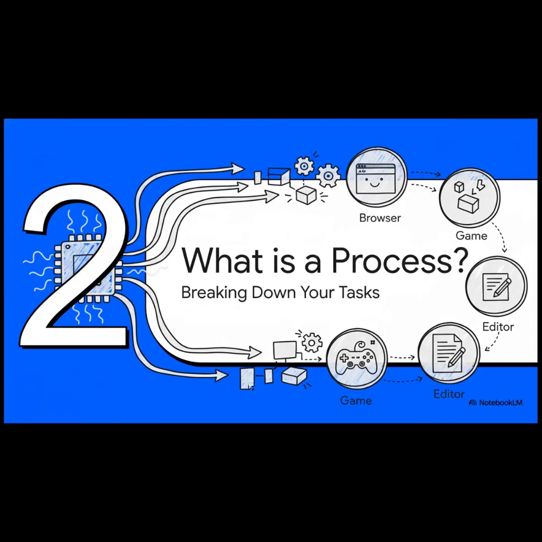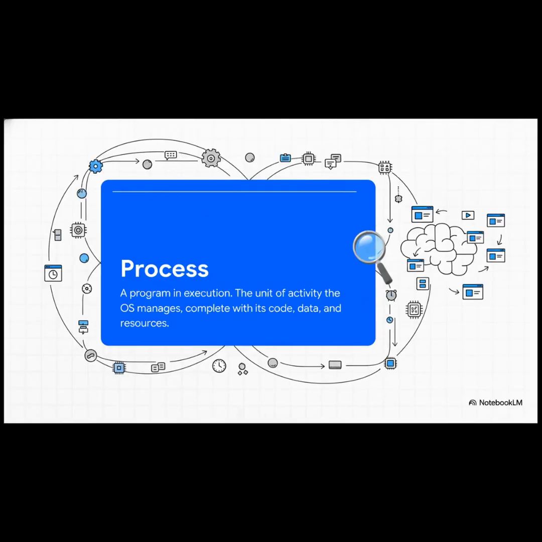Okay, so to really get how the OS pulls this off, we need to start thinking like an OS. See, when you open your web browser or fire up a game, the OS doesn't see an app. It sees something much more specific. It sees a process. And what's a process? It's basically a program in execution. It's the living, breathing instance of an app's code up and running. This is the thing the OS actually manages.